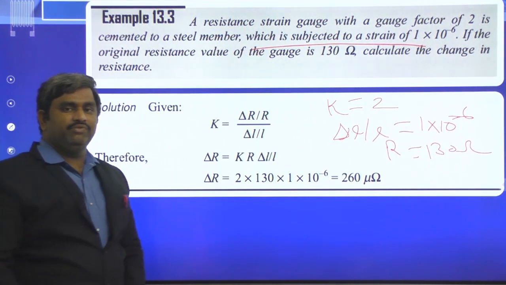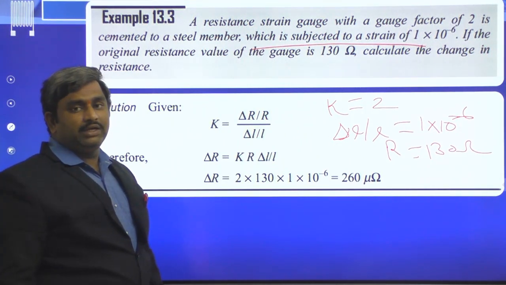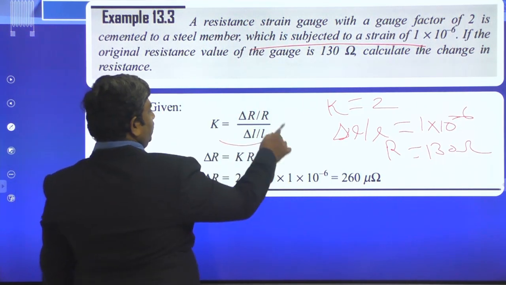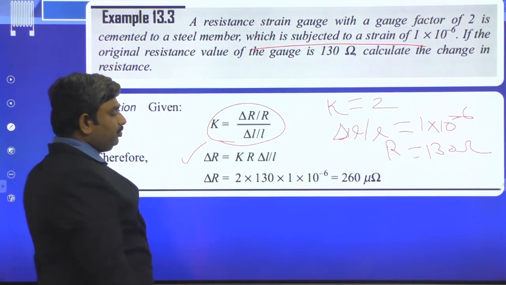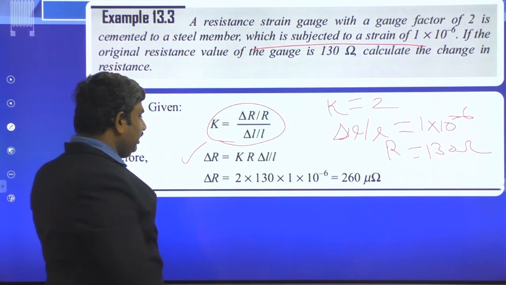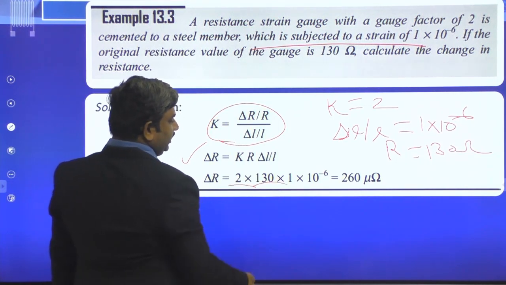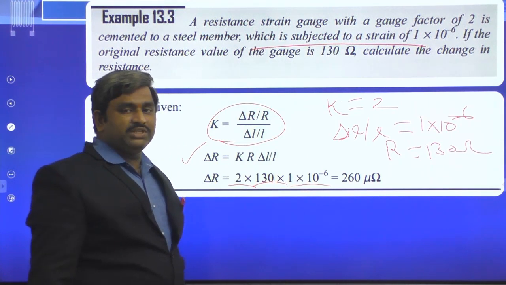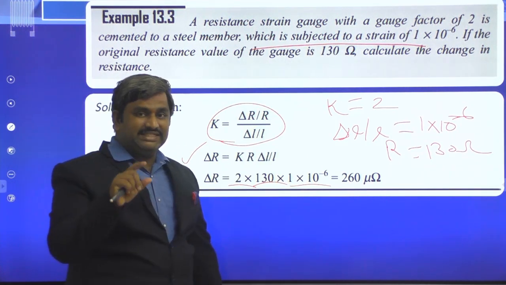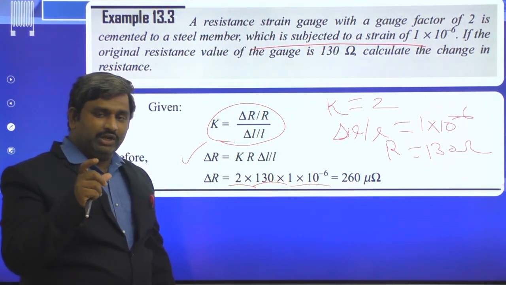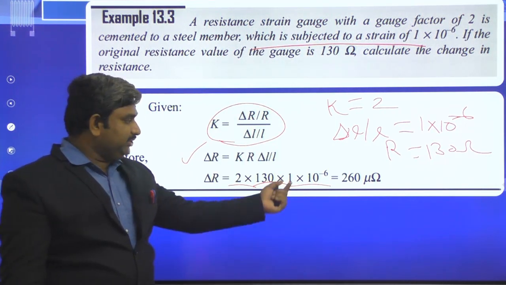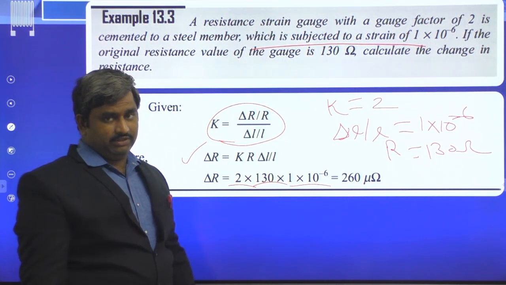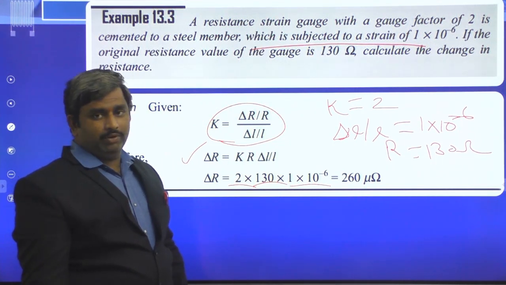Now we have to simplify this and find the change in resistance, del R. From this equation, write down del R is equal to K into R into del L by L. K value 2, R value 130, del L by L 1 into 10 power minus 6, that is equal to 260 micro ohms. So the original resistance is 130 ohms, and the change in the resistance is 260 micro ohms. So this is the problem.